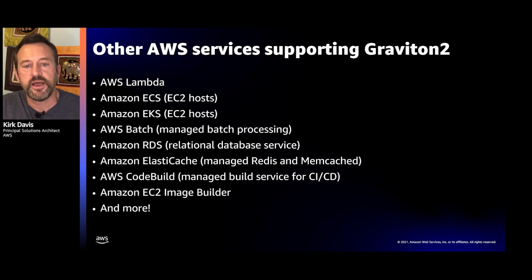RDS, I talked about, the database service. Amazon ElastiCache, which is our managed Redis and Memcached service, and AWS CodeBuild, which earlier this year we changed from Graviton1 to Graviton2 instances, so you get that better performance for your builds as well. And finally, Amazon EC2 Image Builder can also build Graviton2 EC2 instances. We are adding more services all the time, and possibly by the time you see this video, we'll have had more announcements as well.